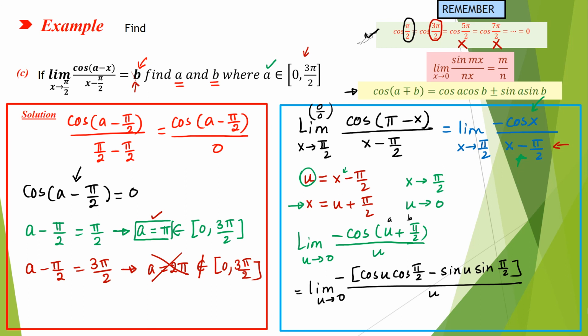Now pay attention. Cosine pi over 2 equals 0, so this term will be 0, and sine pi over 2 equals 1. So our limit has negative times negative sine u, so it will be the limit of sine u over u when u goes to 0, and this equals 1. So b equals 1. So the values of a and b are pi and 1. And that's it. Thank you.